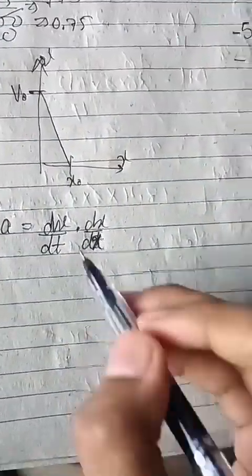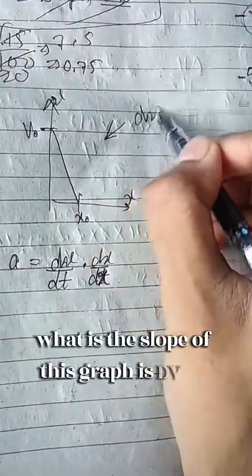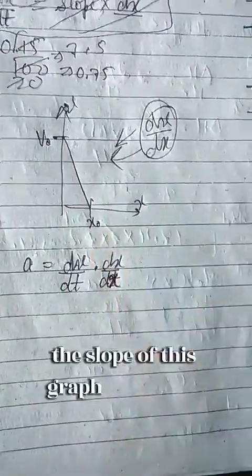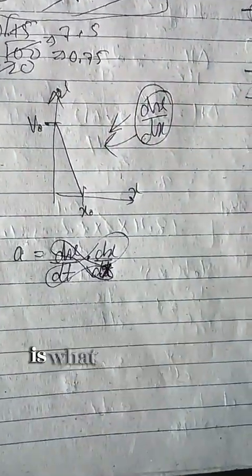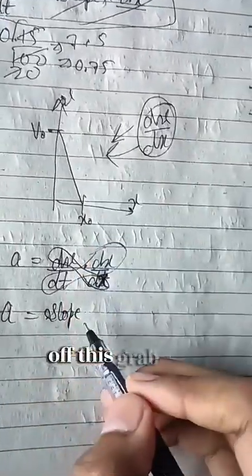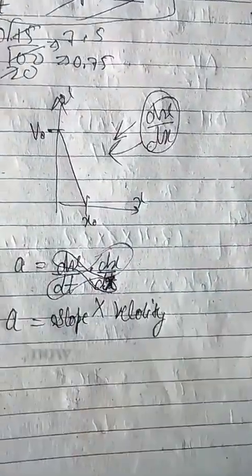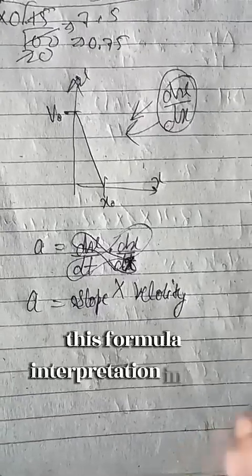Now you can see that dv by dx is the slope of this graph. What is the slope of this graph? Of course, the slope of this graph is dv by dx. So this dv by dx is the slope, and this dx by dt is what? dx by dt is velocity. We can say that acceleration is equal to the slope of this graph times velocity. Now remember this formula. We can apply this interpretation in the question.